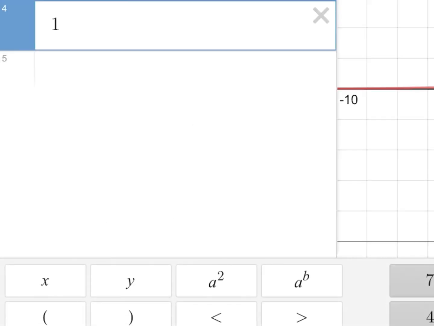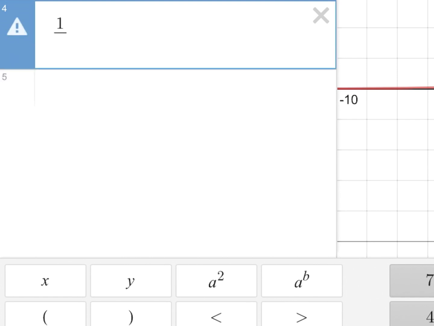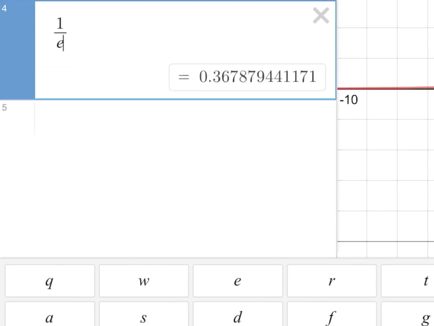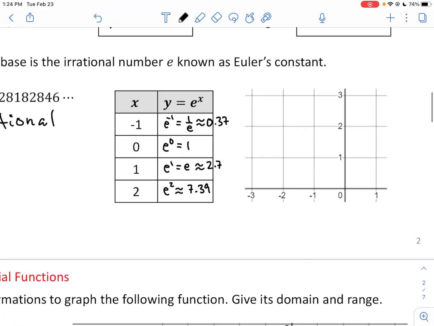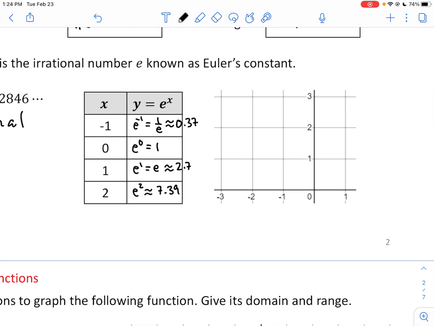In Desmos, e is a protected letter. If you type in 1 divided by e, it's going to assume that you're referring to Euler's constant. And so 1 over e is about 0.37. E squared is about 7.39. And plotting these points here, negative 1 comma 1 over e is about 0.37, so it's in this area here, 0, 1, 1, e, 2.7's up here, so there's e. And I don't have enough room to plot this last point, but that's okay. We do expect to see a growing exponential curve.